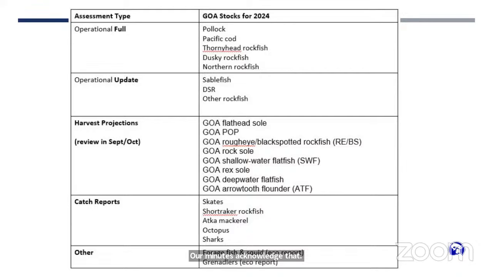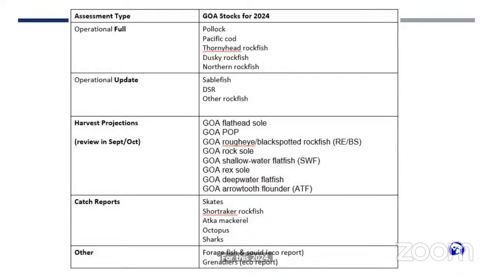Harvest projections. I'm going to be really curious to see what the rest of the group feels about this. First off, I think we should concur with the groundfish plan team recommendations and apportionments for this 2024 cycle.